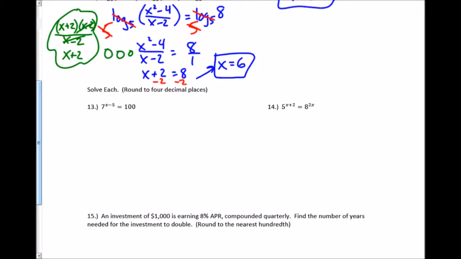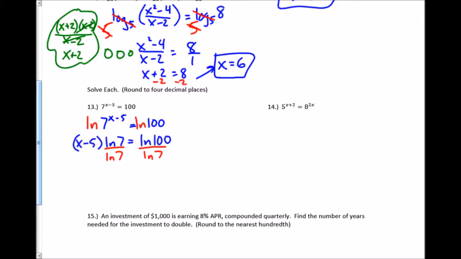If I look at something like this, we have a couple approaches to this. I could take a specific logarithm of each side, but most of the time it's easier just to go right to the natural log. So if I take the natural log of each side, that allows me to bring the exponent out front using my properties of logarithms. And now I can divide each side by the natural log of 7.